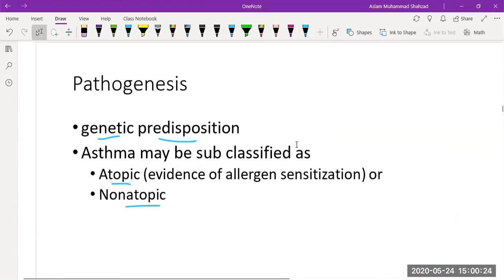When we talk about the genetic predisposition, we found that asthma runs in families, and it is widely associated with a number of genetic variants that increase the risk of asthma.